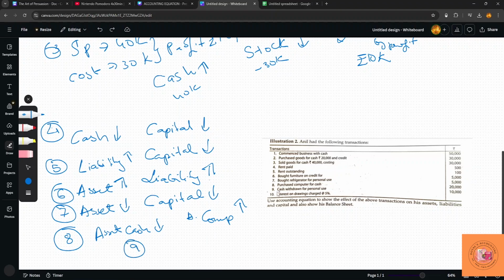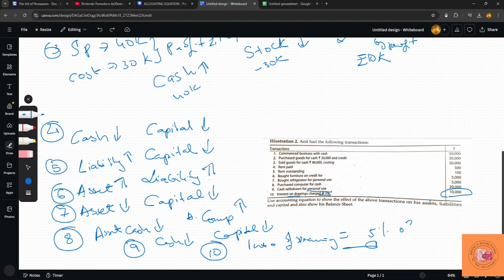Then the next case is cash withdrawn for personal use. Again, this is also drawings only. So cash will reduce and so will capital. Then number 10, interest on drawings charged at 5% worth rupees 10,000. Okay, so only on rupees 10,000 they are charging 5%. The company is charging 5% from the owner. So interest on drawings we'll have to compute. Interest on drawings is 5% of 10k, which is 500 rupees.